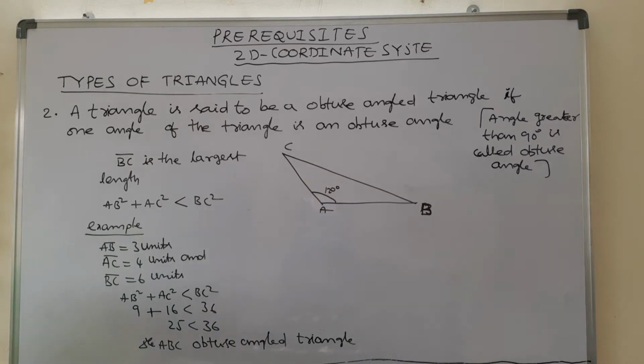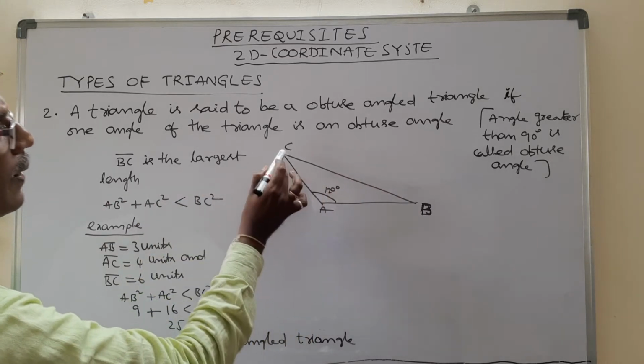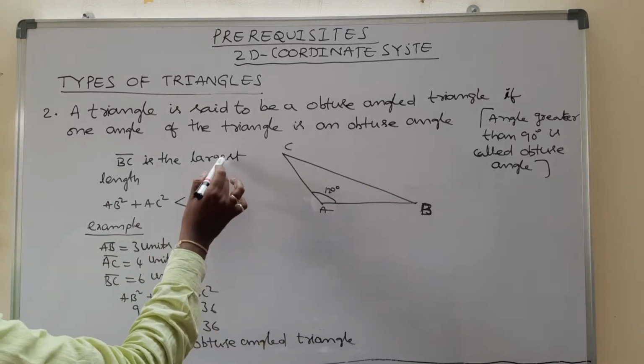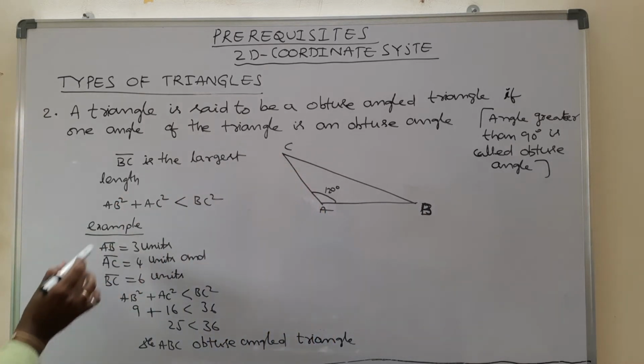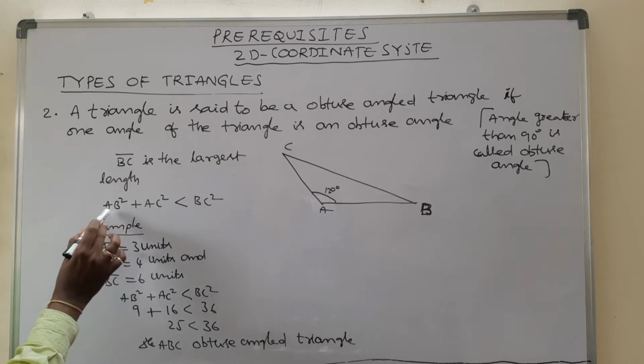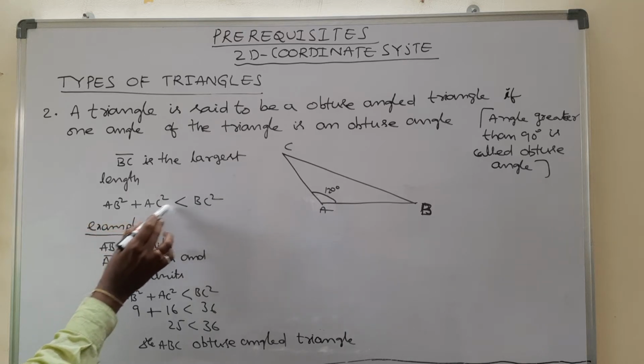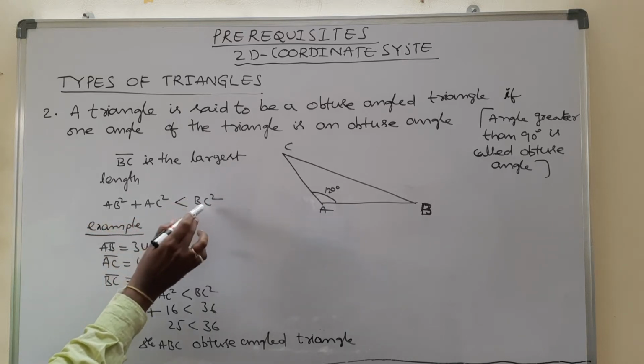How to check the obtuse angle triangle? In a triangle ABC, BC is the largest side compared to AB and AC. Here is the condition: AB square plus AC square is less than BC square.